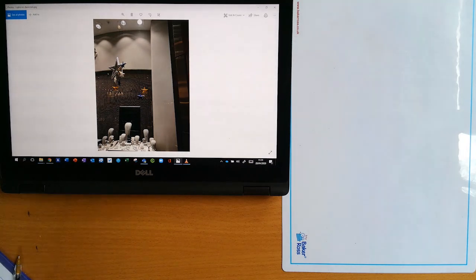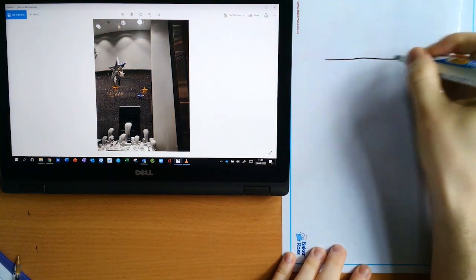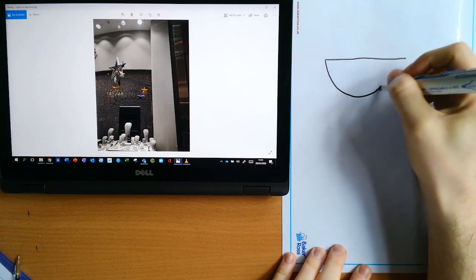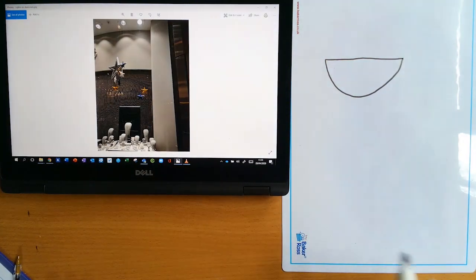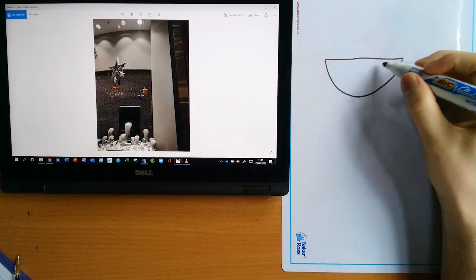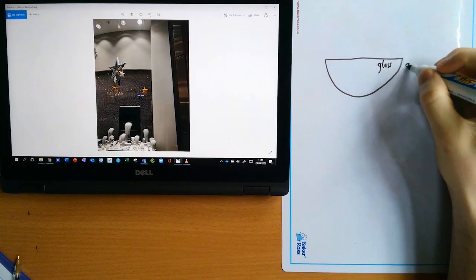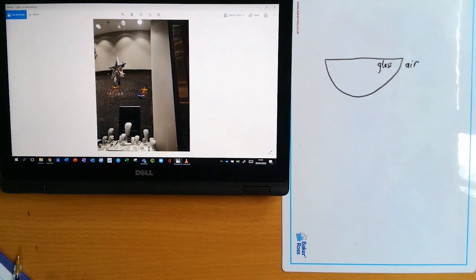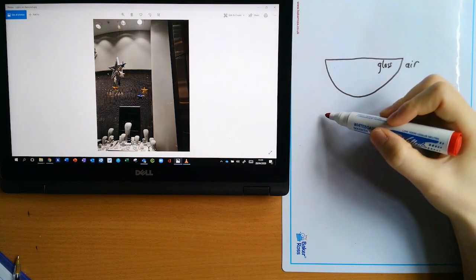So as a quick reminder, before we get into things, the way total internal reflection is normally investigated is you take a D block, and the actual block is made of glass with air outside of it.